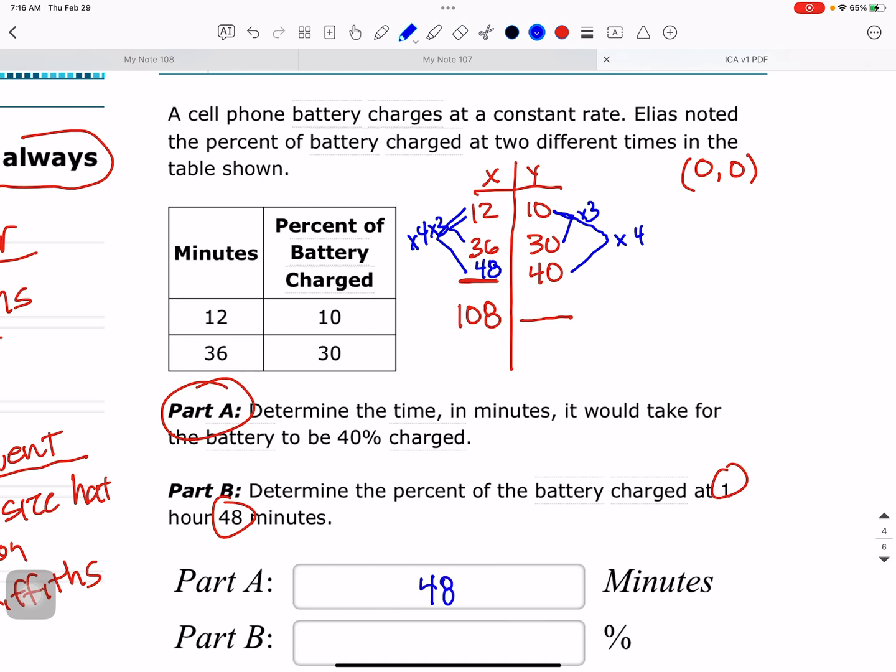Okay, something else I see: 36 times 3 is 108. So from here to here, I multiplied times 3, and from here to here, I multiplied times 3. And this is 90. Have we done a whole lot of this? No, we haven't. It's a different skill that we use. But when anything starts from 0, 0, you can use these multiplication tricks. If it doesn't start from there, you can't. These are called proportional, which just means you can use multiplication.